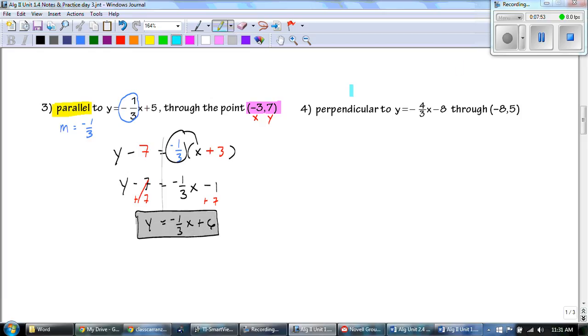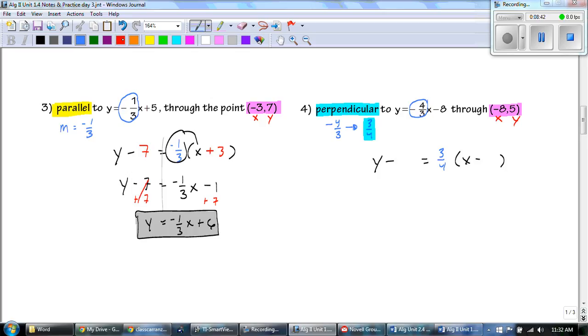Okay. Number 4, keyword perpendicular. So I'm going to look for my slope, which is negative 4/3. So if my slope is negative 4/3, I want the opposite and reciprocal. So currently it's negative, so now it's going to be positive. It's 4 over 3, so now it's going to be 3 over 4. So this is going to be the new slope that we use. And there's my point. There's my x. There's my y. We're using point slope because they gave us a point and a slope. That's right. So I'm going to fill in the equation.